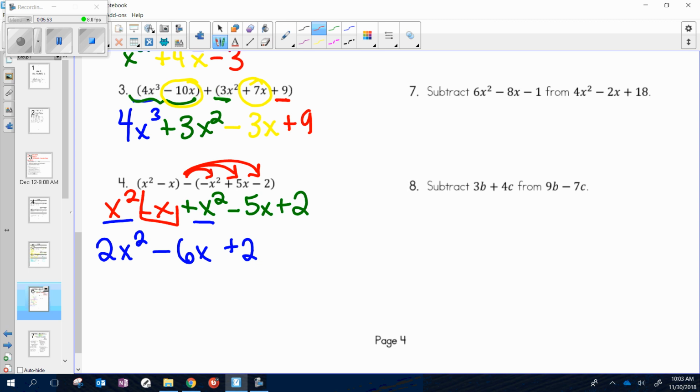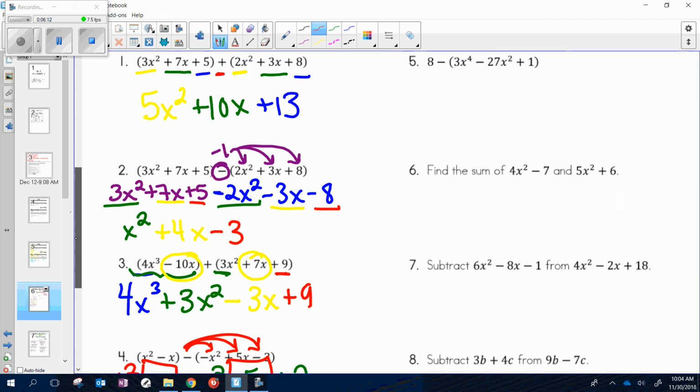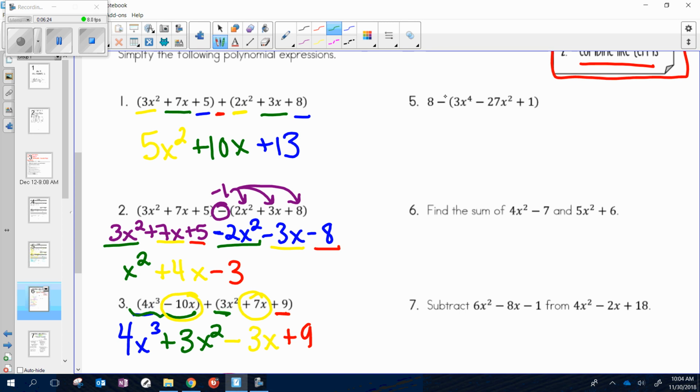The easiest way to see the like terms is by either underlining or making different shapes around each individual term that is like. So here I did 2 boxes around the x's. I did underlines around my x squareds. Using different colors can also help as well. So here I have, for question 5, 8 minus this polynomial. So even though the 8 is not a polynomial, I still have a minus sign in front, which means I will be distributing the negative 1 again.